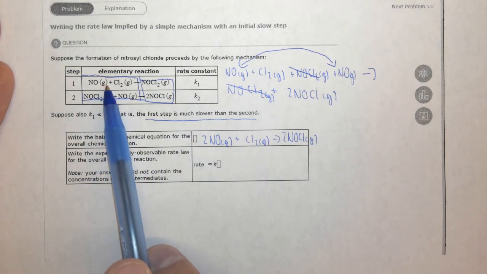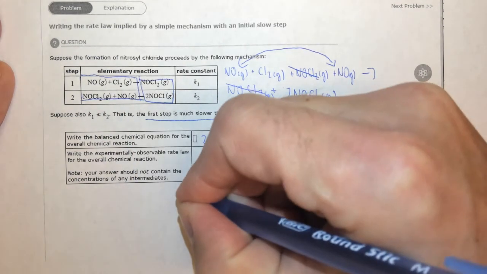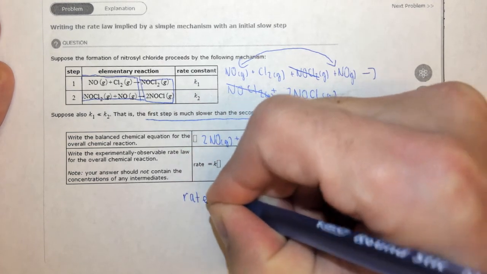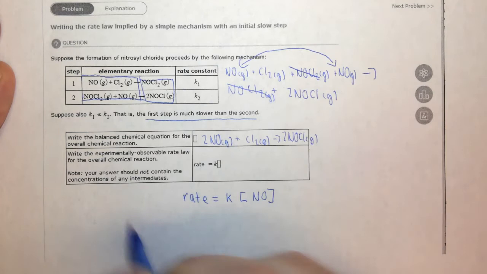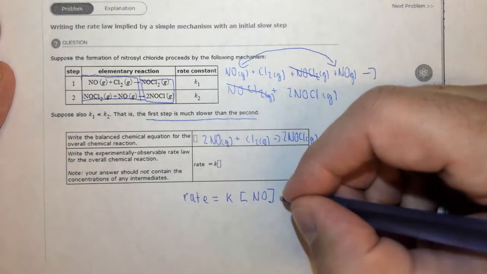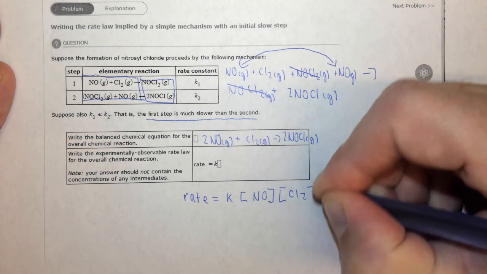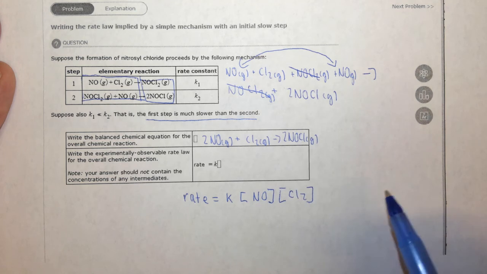So we want to write the rate law for the first step of this equation because it's the slow one. Since it's an elementary reaction, we can just write it directly. Rate equals k, concentration of NO. There's only one of them, so it's to the 1. We don't have to write it. Concentration of Cl2, which again, there's only one of them, so we don't have to write it in our rate law.